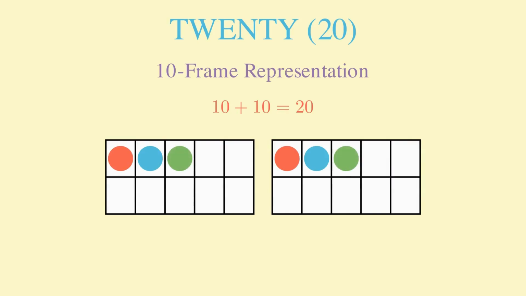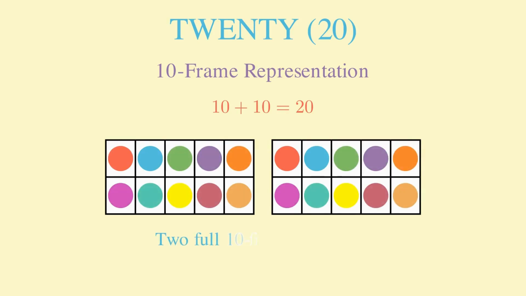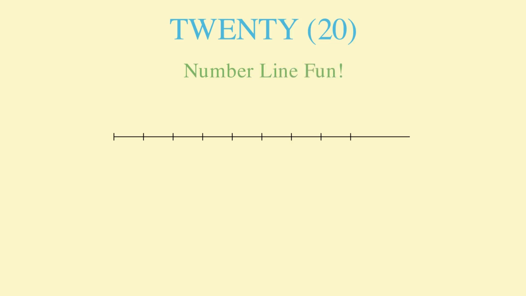10 frame representation. Since 10 plus 10 is equal to 20, we need 2 full 10 frames. Wow! 2 full 10 frames make 20. Number line fun. Where is 20 on the number line? There it is. 20 is double 10.